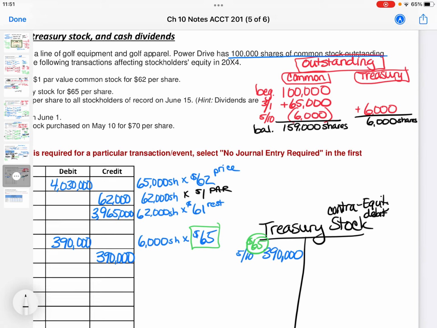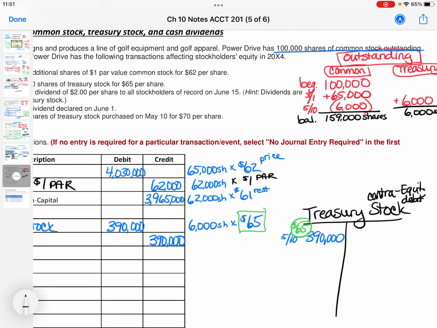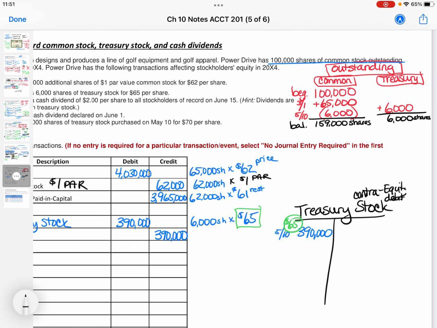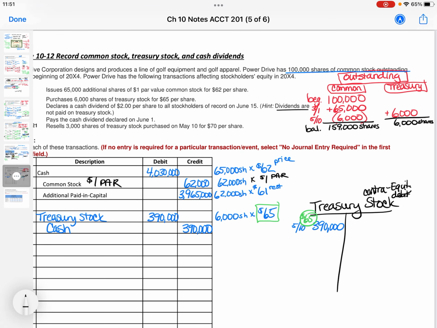I kind of paused for a minute. They're technically outstanding, but we don't pay dividends on them. They are in our treasury. So they're included there and they're considered outstanding, but they're not to be paid dividends on. And they actually give us that tip right here. Dividends are not paid on treasury stock.